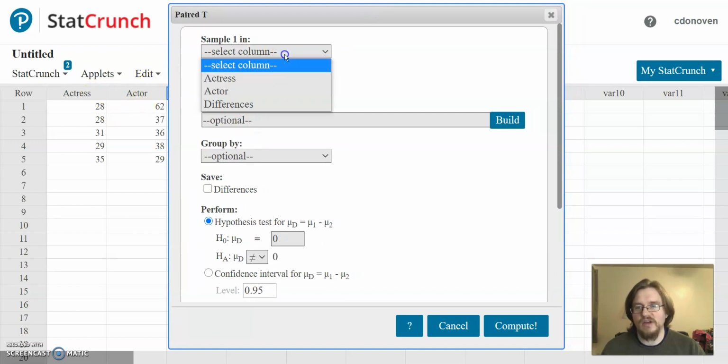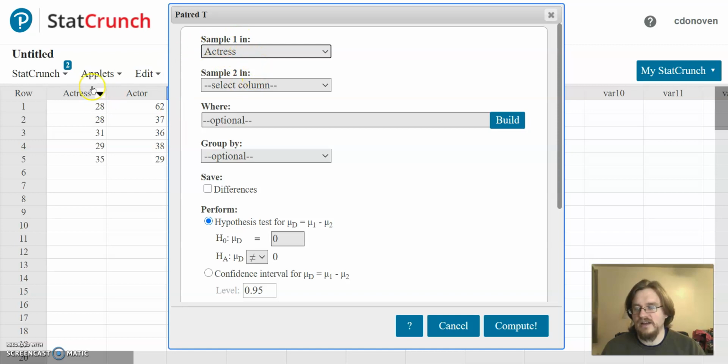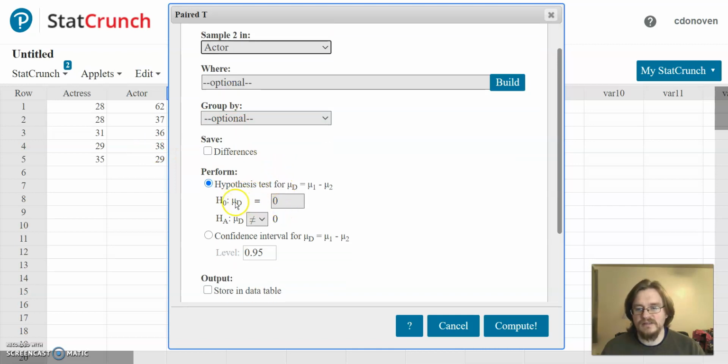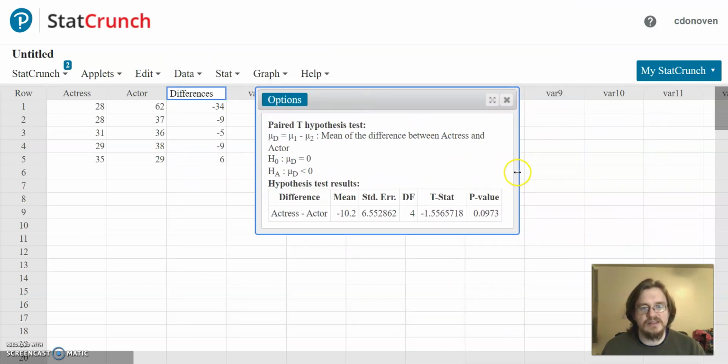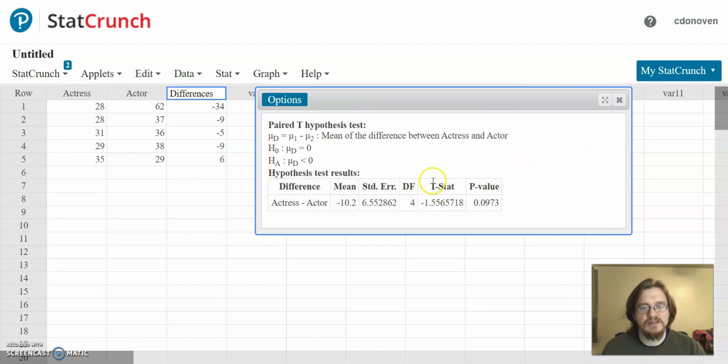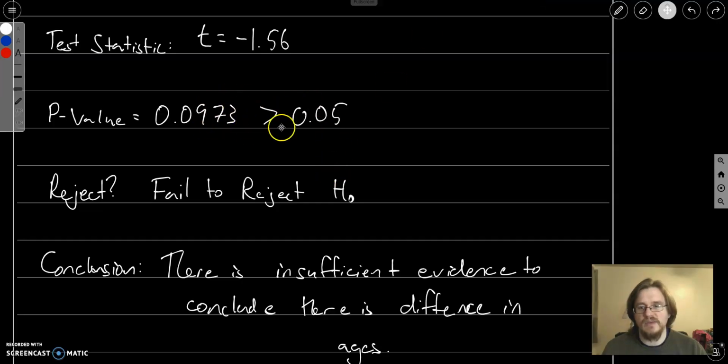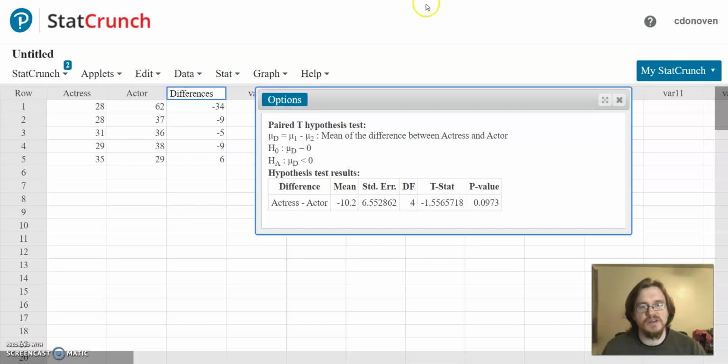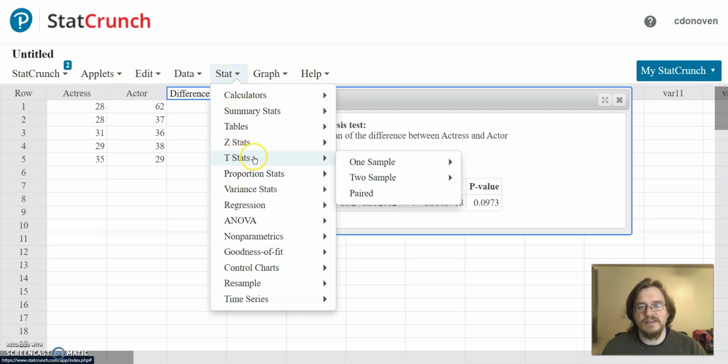hypothesis test. So our pairing was the ages of the actresses in column 1 and the ages of the actors in column 2, and our null hypothesis was that the mean of the differences was equal to 0, and the alternative hypothesis would be that the mean of the differences is less than 0. When we compute this, we can see that we get the same t statistic, our test statistic, and p-value that we had before. So both ways work. You can find the differences and do a one sample test, or just go straight for the paired test.